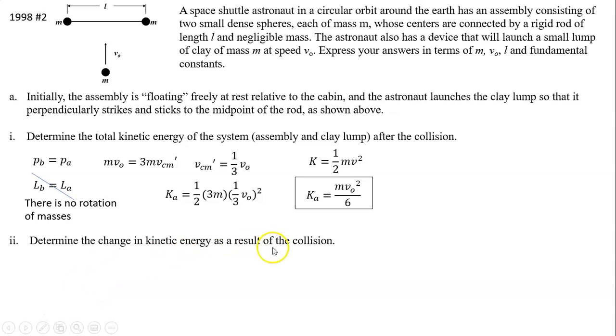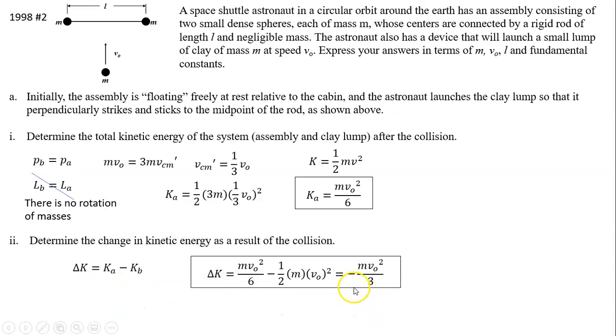Question 2: determine the change in kinetic energy. Change is after minus before. This is the after kinetic energy, and before is just 1/2 m v0 squared. Substituting everything in, you should get negative m v0 squared over 3. This negative indicates energy has decreased, because this is an inelastic collision. During an inelastic collision, some of the energy changes into heat.